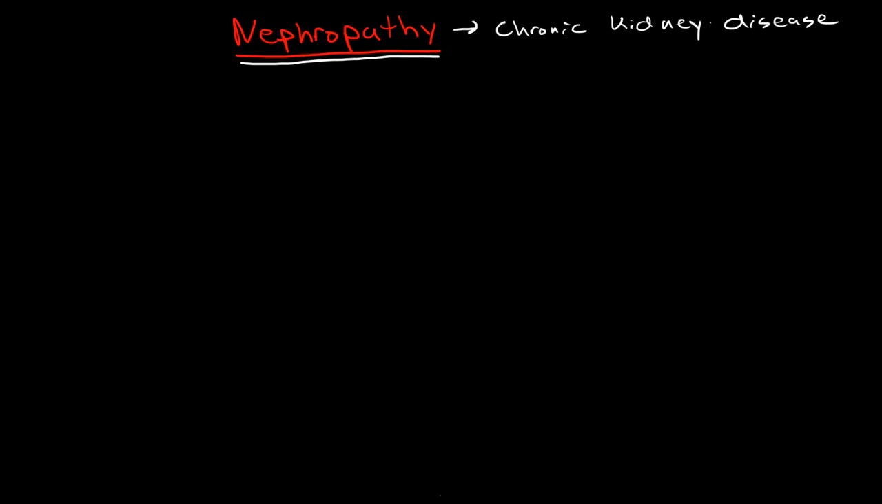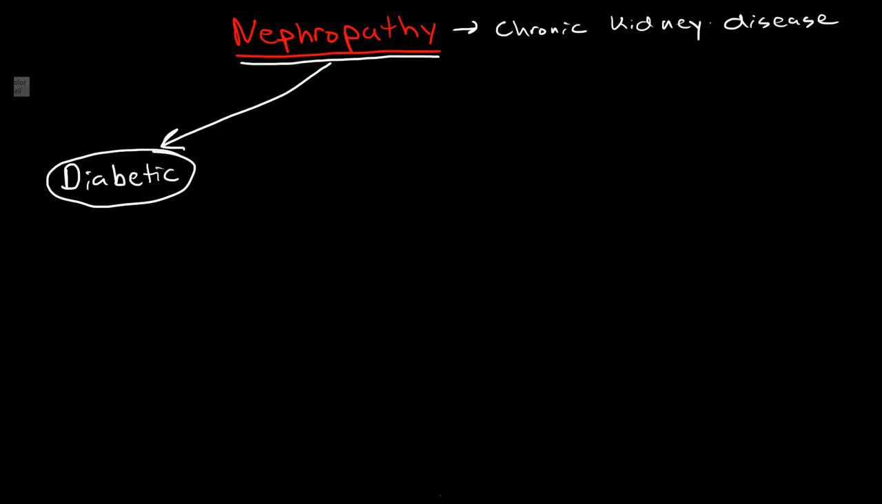Now, there are literally hundreds of different causes of nephropathy, but the most common causes of nephropathy in this country and probably around the world are diabetic nephropathy and hypertensive nephropathy. Now, these have different etiologies and different pathways of pathogenesis. However, just understand that the diseases can sort of overlap and interact.